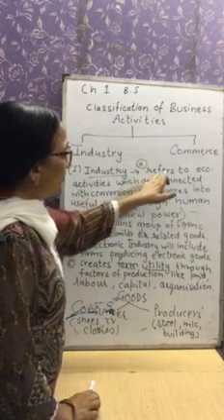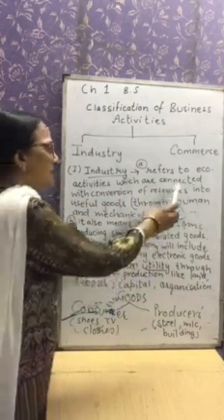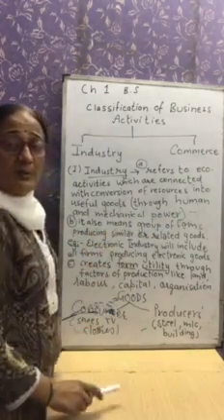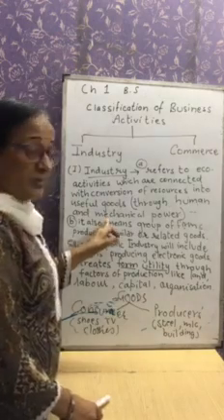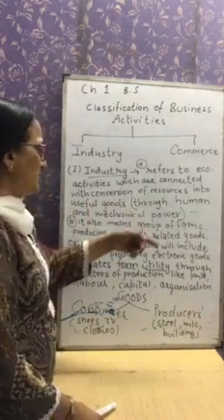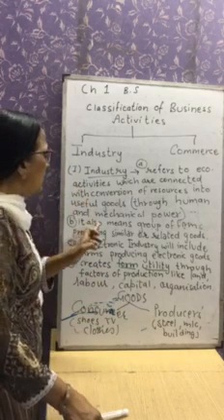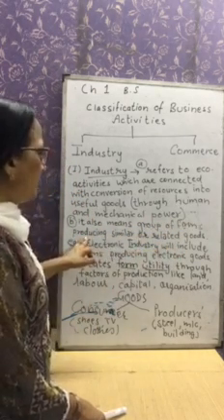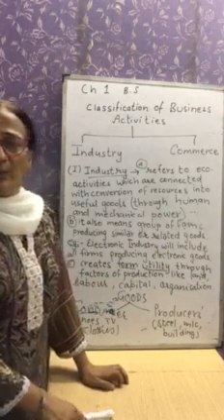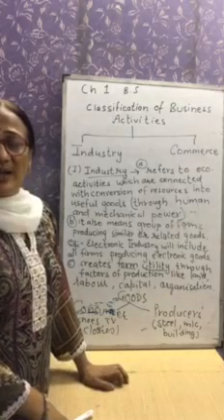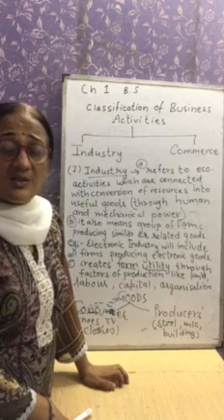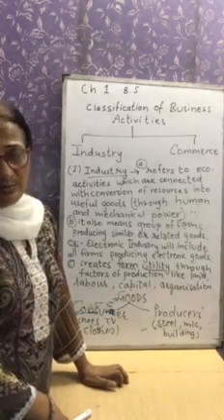So it refers to economic activities which are connected with conversion of resources into useful goods by human beings. They use machine and technical skill for conversion of resources, correct? Industry also means group of firms producing similar or related goods. Suppose if I take the example of textile industry, then textile industry with the use of cotton are producing various types of cotton products, correct?